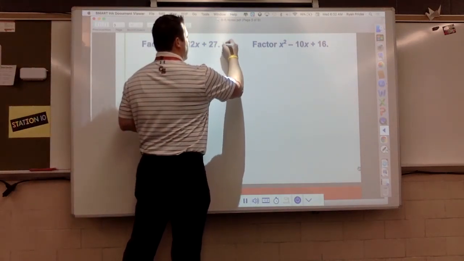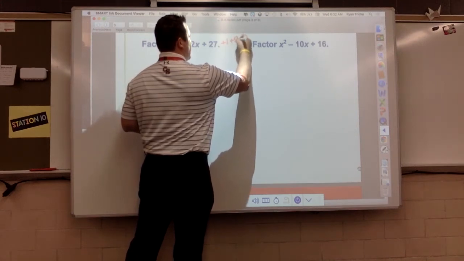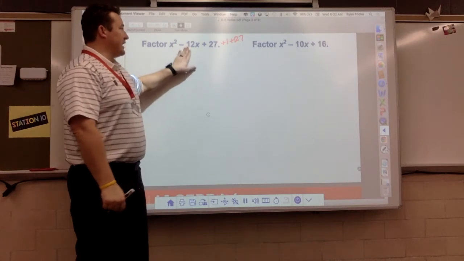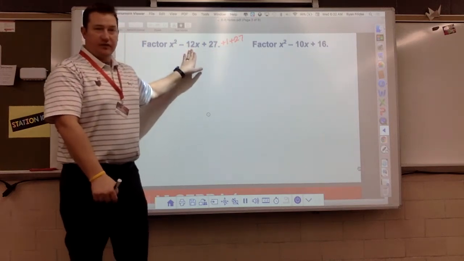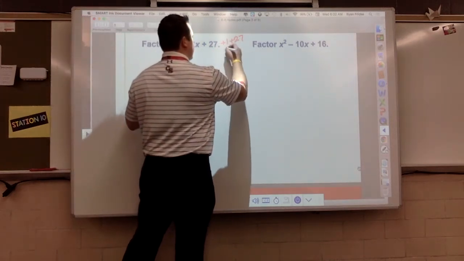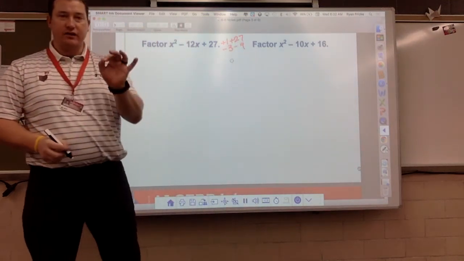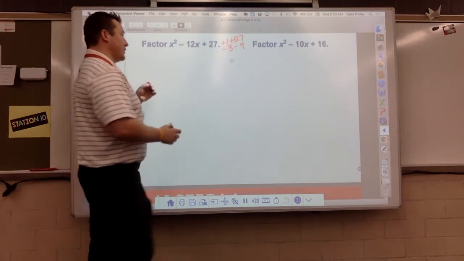So what I mean by that, if you haven't figured it out, is plus 1 and 27, these are two positive numbers. It works here, but you're never going to get two positive numbers to add up to a negative. So we know we've got to be negative here. I'm sure you guys have all figured out that it's 3 and 9. So negative 3, negative 9 is the pair I'm looking for here.